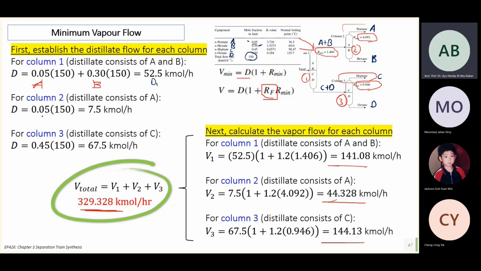For column 2, which is only A. Okay, 0.05 multiplied by 150. So you'll get 7.5. So D2. Column 3, which is only the C. Okay, C here, 0.45 multiplied by 150. So this is D3. This is only the distillate, not yet the vapor load.